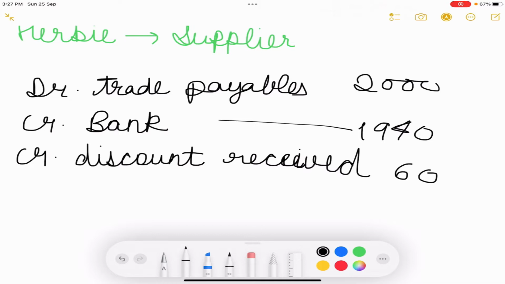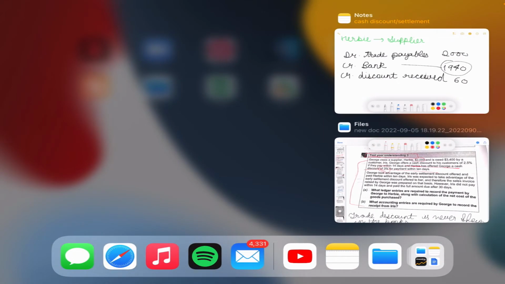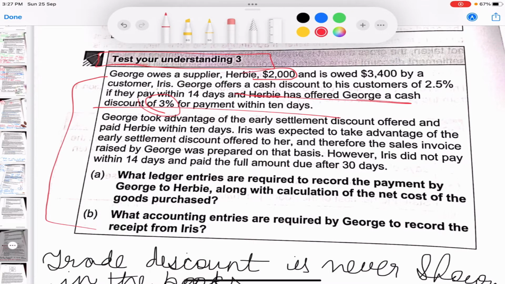So the net cost of goods which has been purchased is nothing but 1940. So this is our net cost, right? This was what we had to pay. So that's with the first part. Now let's see the B part. What accounting entries are required by George to record the receipt from Iris?